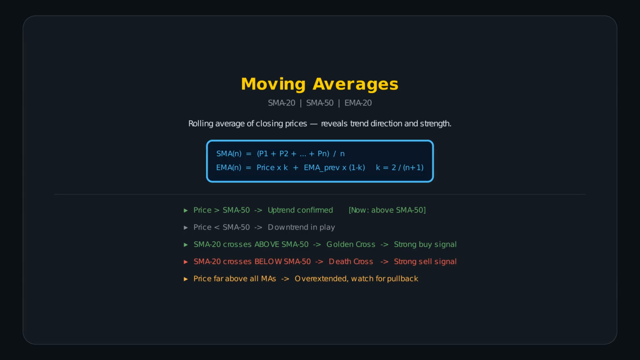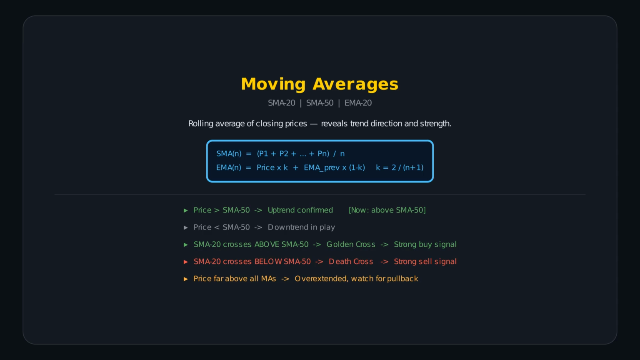is a formula. Let us start with moving averages, the foundation of trend analysis. A simple moving average smooths price noise by averaging the last N closing prices. SMA 20 tracks the short-term trend. SMA 50 tracks the medium-term trend. The exponential moving average gives more weight to recent prices, so it reacts faster to new information.